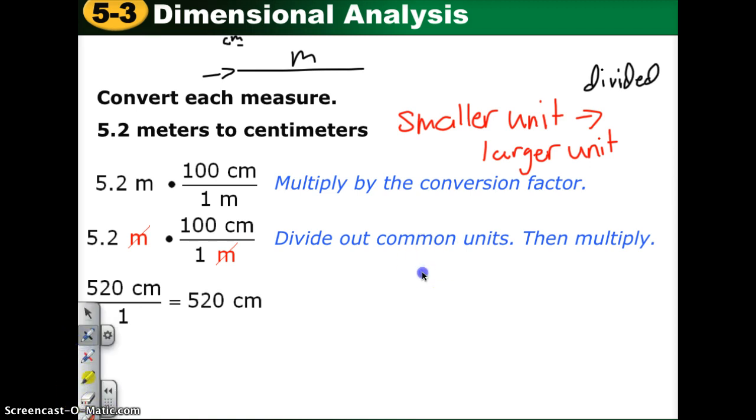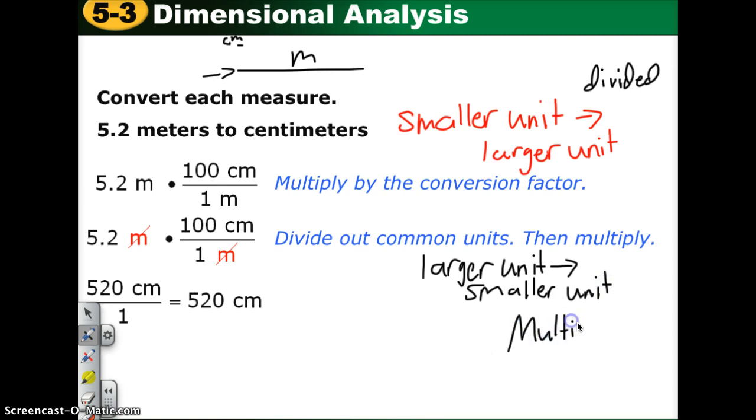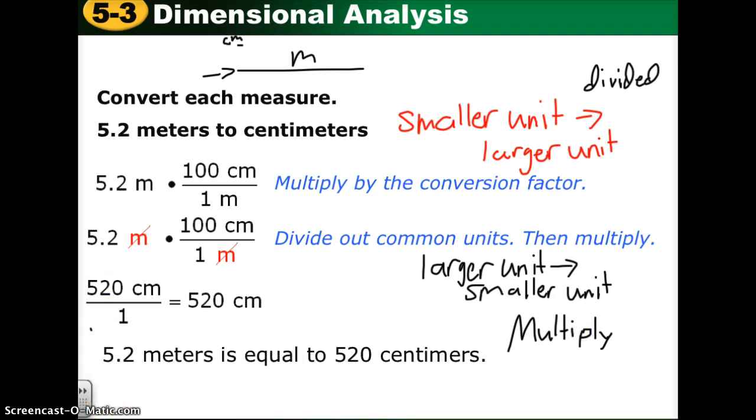Look at what we ended up doing. When we went from a larger unit to a smaller unit, so now we're doing the reverse. This time we needed to get a larger number, and so we had to multiply. So to save you some steps, as long as you know the units are smaller or larger, you can go straight to multiplying or dividing. So 5.2 meters is equal to 520 centimeters.